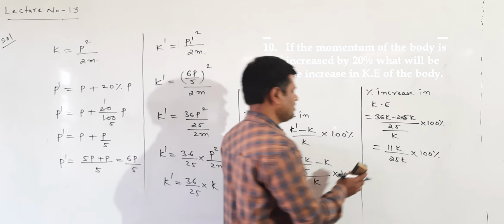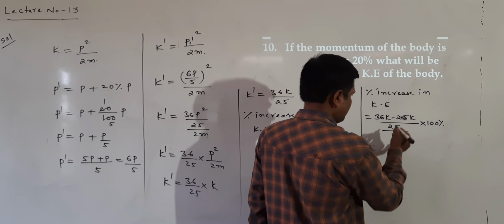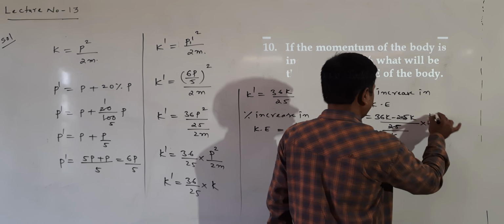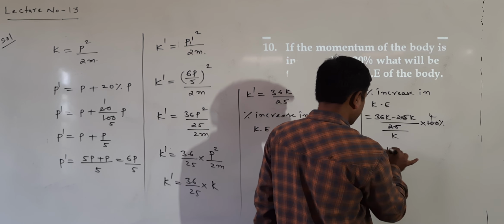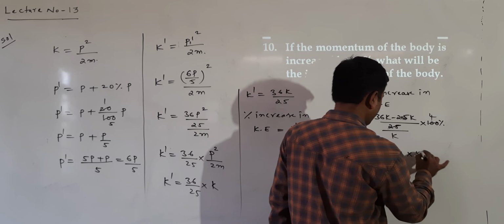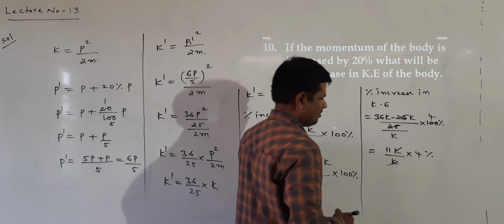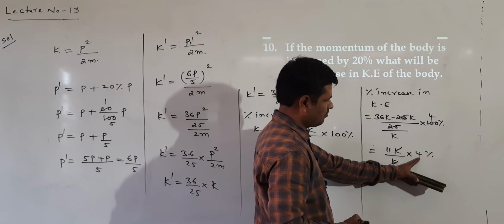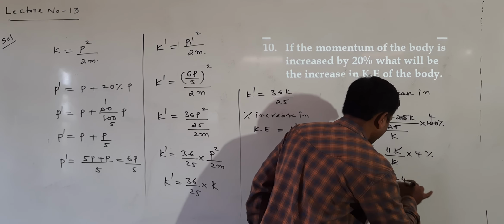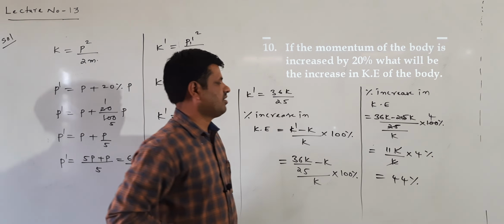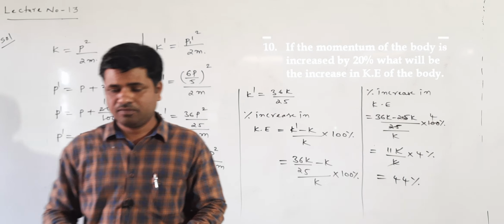Okay, if you are confused, you can do it like this also. 100 by 25 is 4, or you can cancel directly. The remaining is 11K by K into 4%. Now K cancels, and 11 into 4 is 44%. So the percentage of increase in kinetic energy is 44%. Okay, thank you.